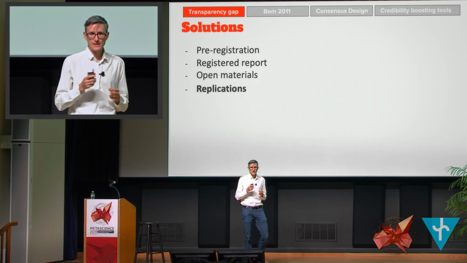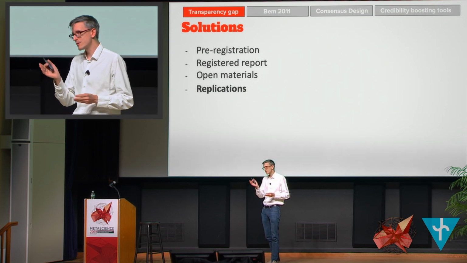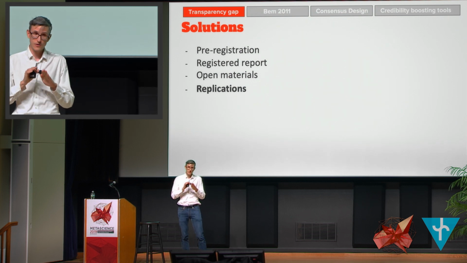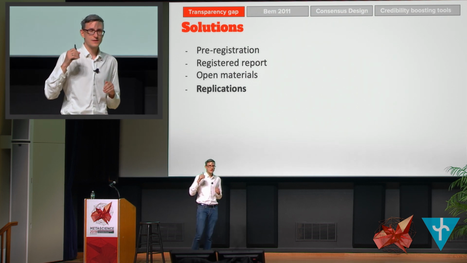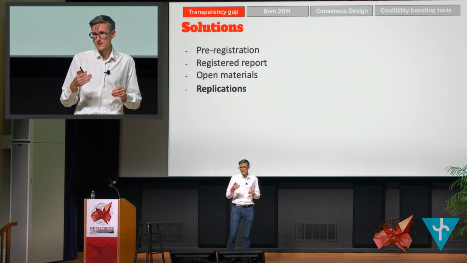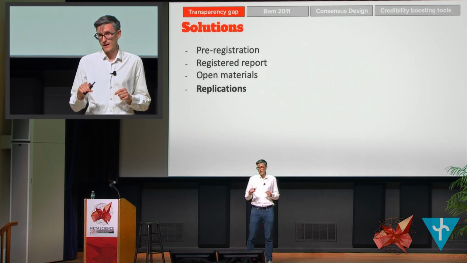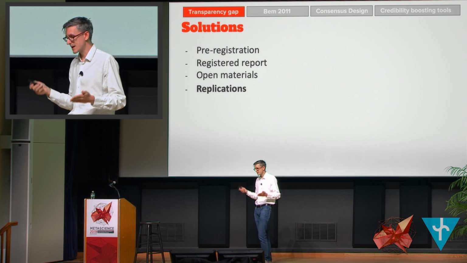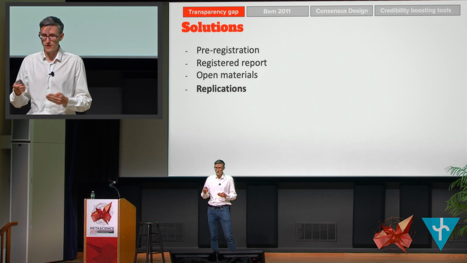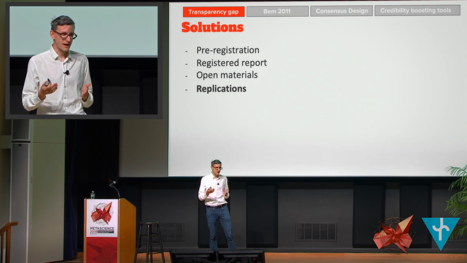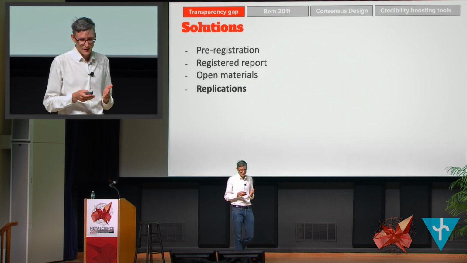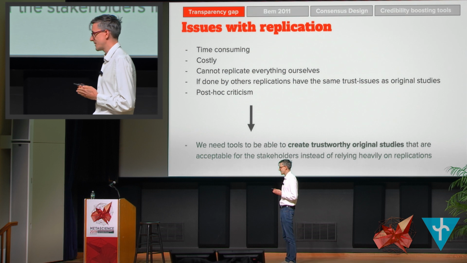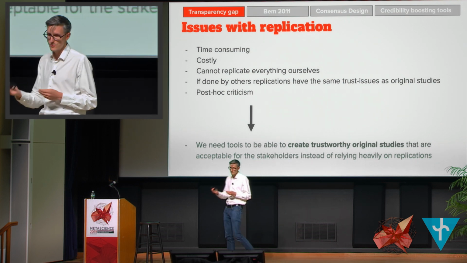So some of you might think, okay, we don't really need trustworthy original studies. We only need very transparent protocols so that we can replicate each of the findings. And this way, the replications themselves will show whether each of the findings are reliable or trustworthy. But I think this is not the only solution.